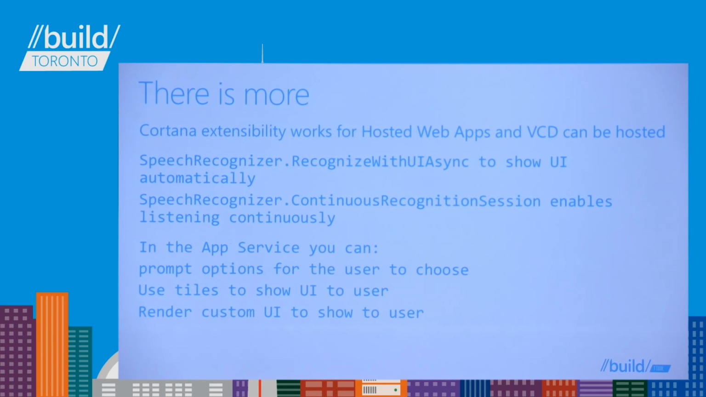You can also use tiles to show UI to the user, and you can render custom UI within Cortana's canvas to show images, text, whatever you need to render, and you can use the XAML renderer. That's all I have, and I think I have 1 second, I'm done. That's right.